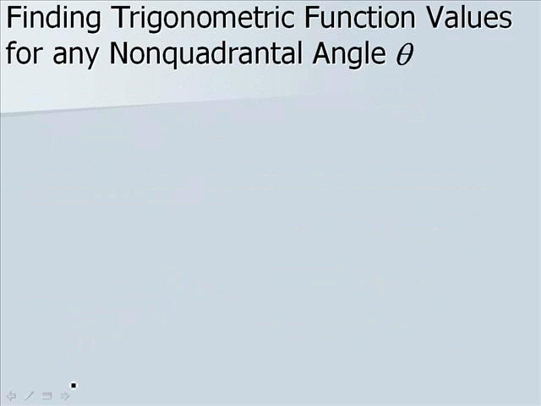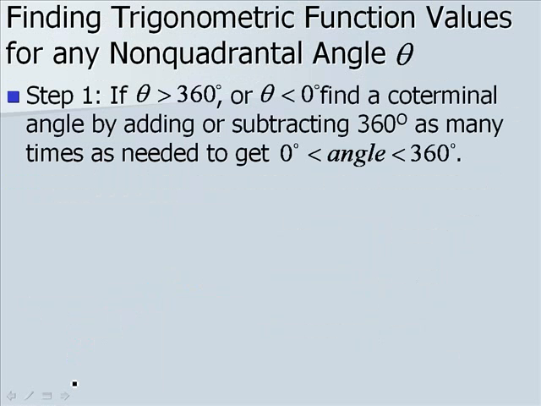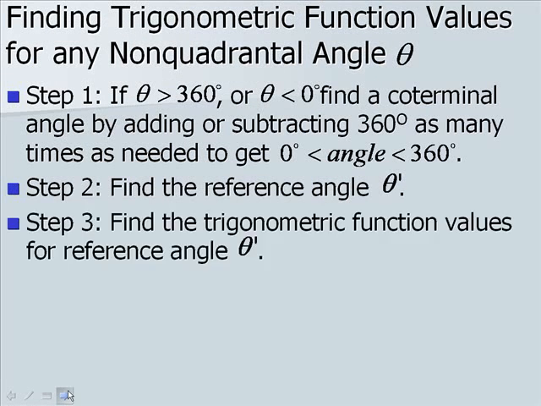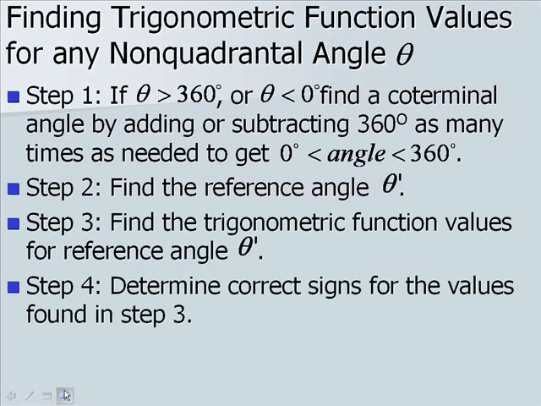So to find the trig function values for any non-quadrantal angle theta, we have the following steps. First, we want to find a coterminal angle if our angle is not between 0 and 360 degrees by either adding or subtracting 360 as needed. Step 2, we want to find the reference angle, theta prime. Step 3 is to find our trig function values for our reference angle. And step 4 is to determine the correct signs for the values found in step 3.